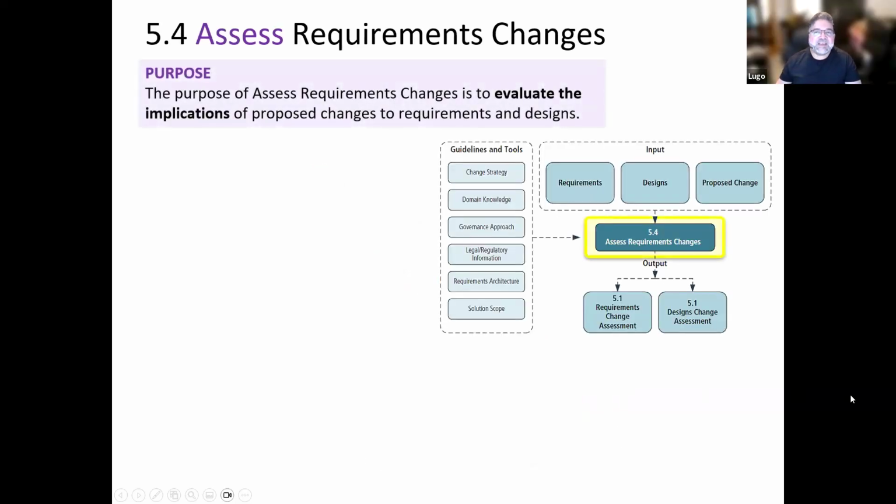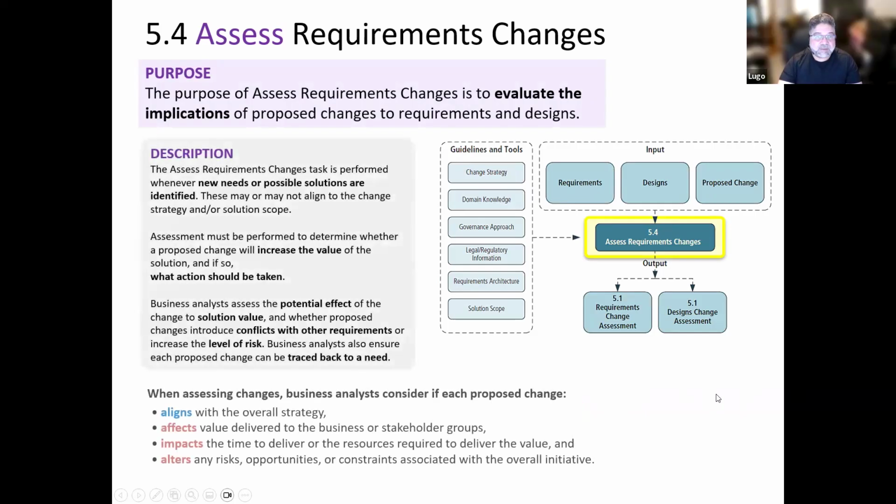Assessing requirements changes is all about evaluating the implications of your changes to the requirements and designs. Remember, we've already prioritized them, but now we need to assess them to ensure the implications. And from there, what we're going to do is ensure that they align with the overall strategy, consider if they affect the value delivered, whether there are impacts in terms of time to delivery or the resources required, and whether it alters any risks, opportunities, or constraints associated with the overall initiative.